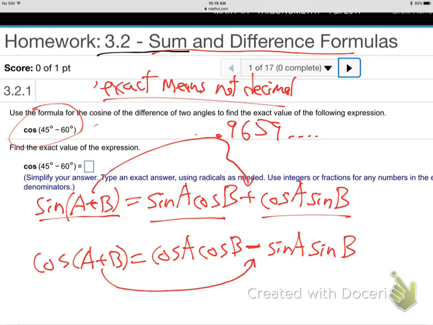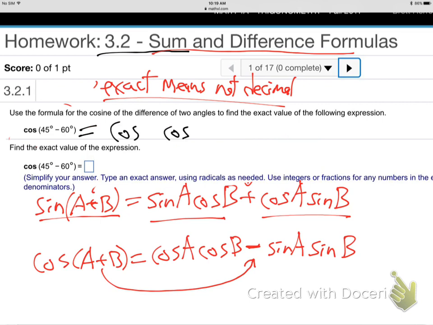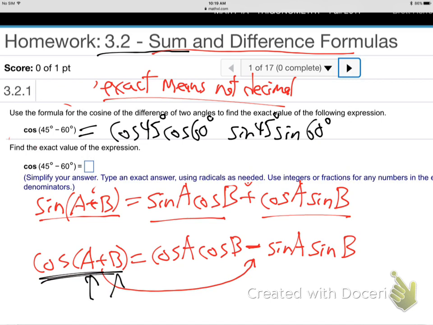All right, so there we go. What does that mean then? Getting back to the original problem: cosine of these two angles subtracted, what does that mean? Well, if we're going to write it out, it means cosine, cosine, sine, sine. You with me? 45, 60, 45, 60. Do you see how I'm just following the pattern of this formula? Cosine of two angles is cosine, cosine, sine, sine: first angle, second angle, first angle, second angle. A, B, A, B. Right? 45, 60, 45, 60. Everybody tracking with me?